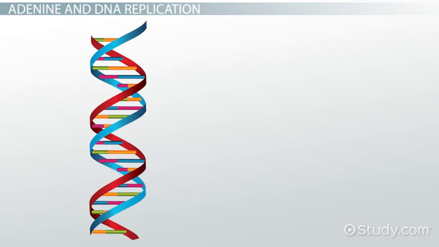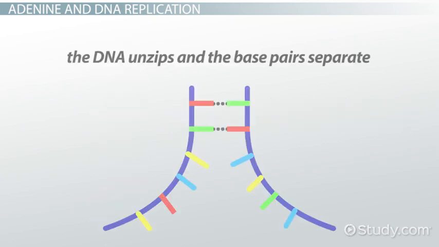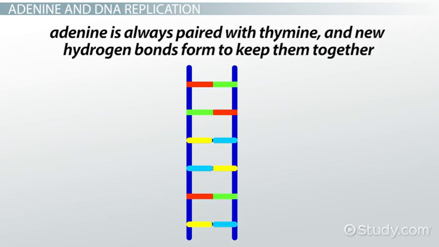Before cell division occurs, DNA must replicate itself in order to pass on exact genetic information. When this happens, the DNA unzips and the base pairs separate. As each separate strand replicates, new bases come into pair with the existing ones. Once again, adenine is always paired with thymine, and new hydrogen bonds form to keep them together.